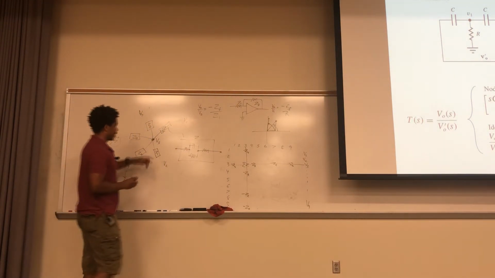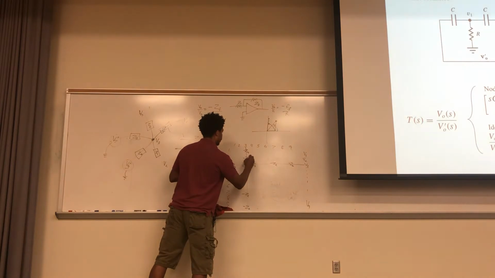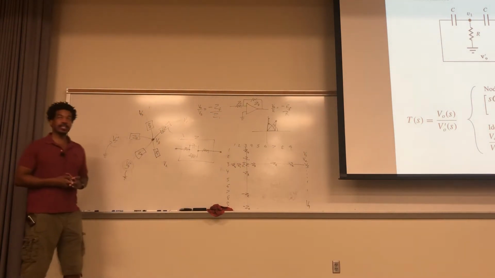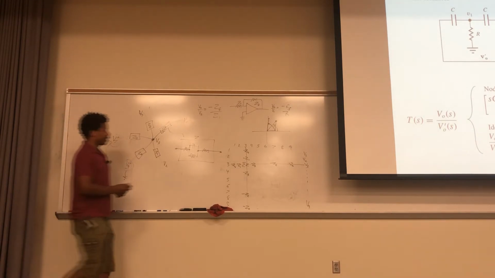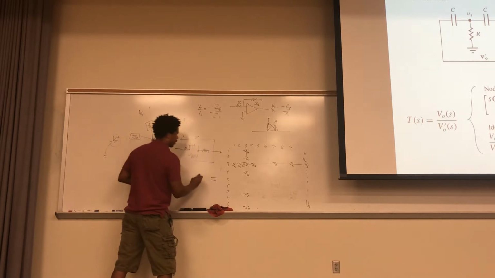Oh, I forgot the 2. Got the Z1s right here. Negative Z1 and negative Z1. So you see how that works for all the cross terms? But I have a couple of sources here, okay? The sources go on the other side of the equal sign.